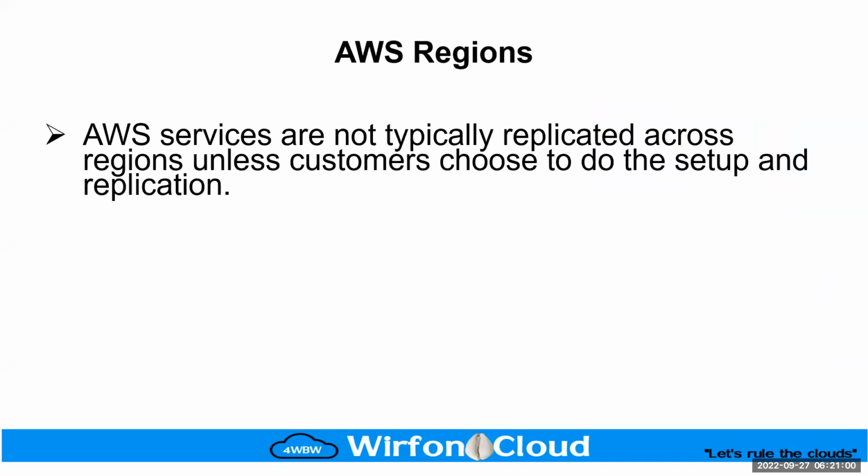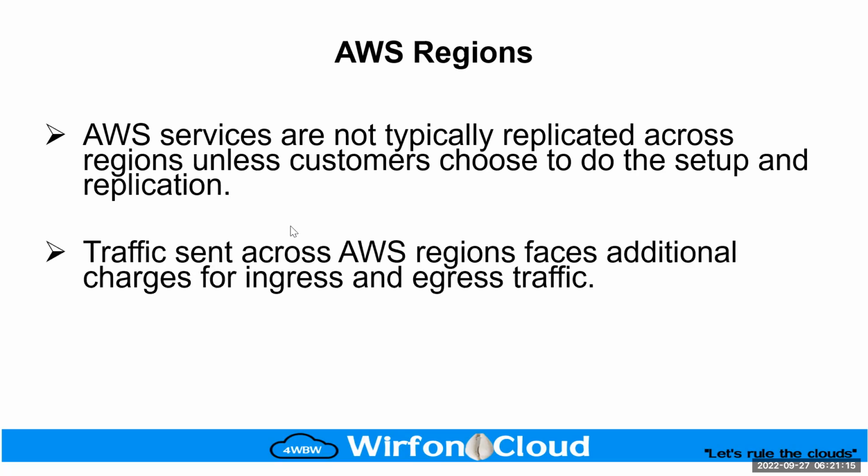AWS services are not typically replicated across regions unless customers choose to do the setup and the replication. That's as we were discussing, this came up as well. So traffic sent across AWS regions faces additional charges for ingress and egress traffic. Point to be noted: if you are sending traffic across regions in your application, you're going to be charged extra for the egress and ingress traffic.